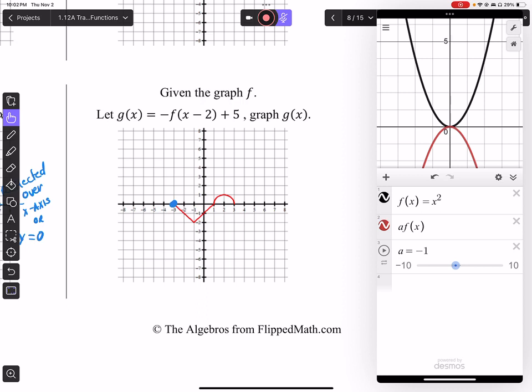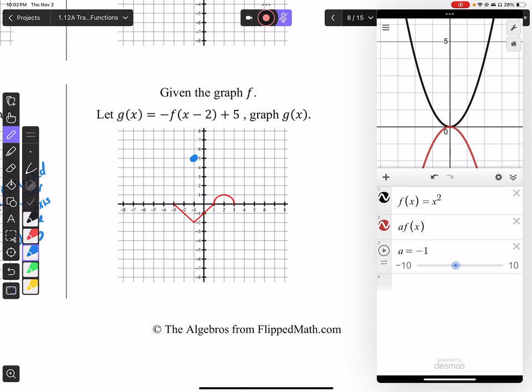So first he's going to go to the right by 2. So there's 1 and 2. Okay, that's the inside of the function. Now he's going to get flipped upside down, but he's already on the x-axis, so he won't move, and then he goes up 5. So there's that first point.